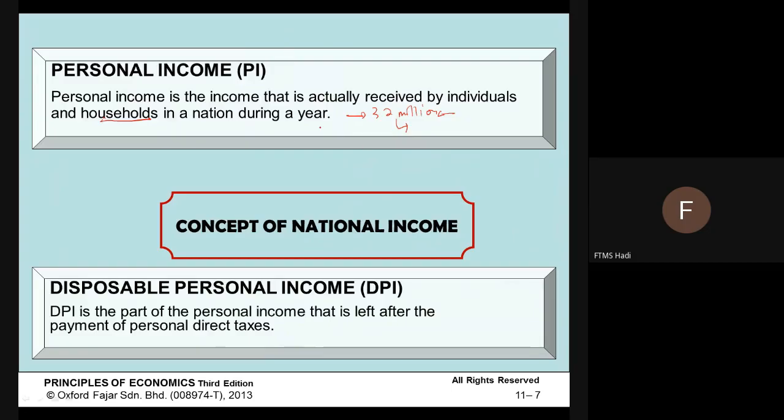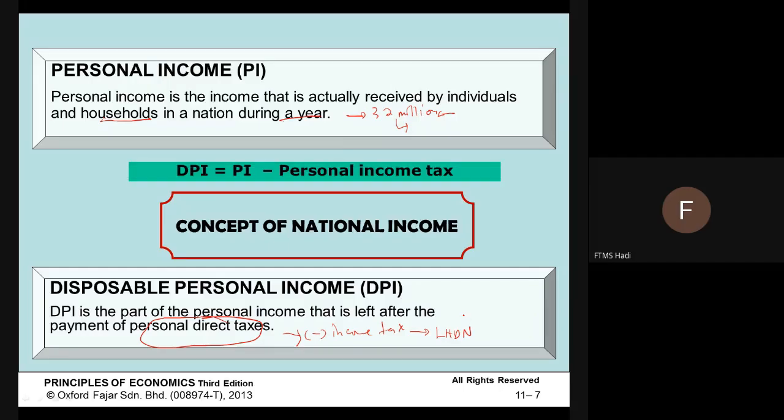Okay, and then the last one, disposable personal income, is the part of personal income that is left after the payment of personal direct taxes. Because sometimes the salary that you receive, you need to minus income tax, cukai pendapatan. That means in the Malaysian case, you need to pay to LHDN, Lembaga Hasil Dalam Negeri. So the formula is DPI, disposable personal income, is equal to PI minus personal income tax.